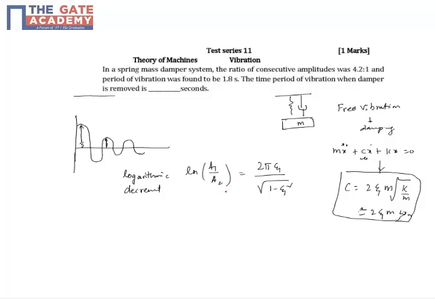But now what is given is the amplitude ratio. The amplitude ratio of consecutive amplitudes is 4.2 to 1, and the period of vibration is also given. Remember the damped frequency is omega d, and the time period in terms of frequency is 2 pi by omega d. This damped time period is given as 1.8 seconds.